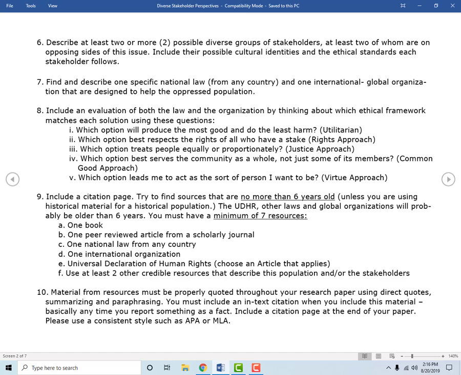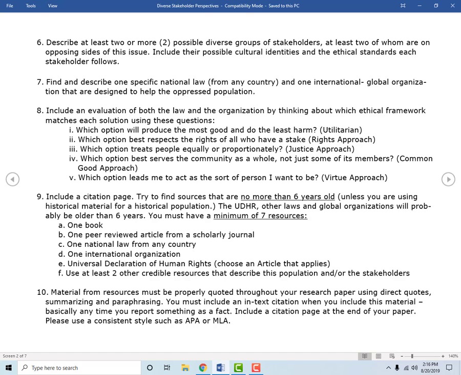8. Include an evaluation of both the law and the organization by thinking about which ethical framework matches each solution using these questions. Which option will produce the most good and do the least harm? Which option best respects the rights of all who have a stake? Which option treats people equally or proportionately? Which option best serves the community as a whole, not just some of its members? Which option leads me to act as the sort of person I want to be?